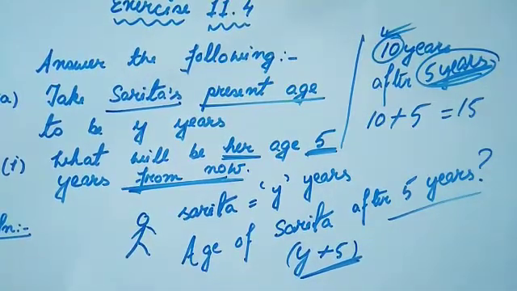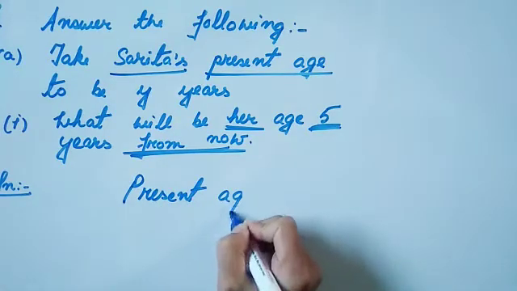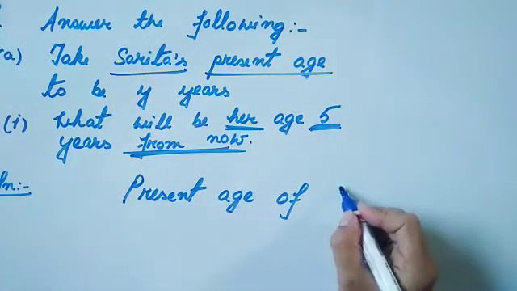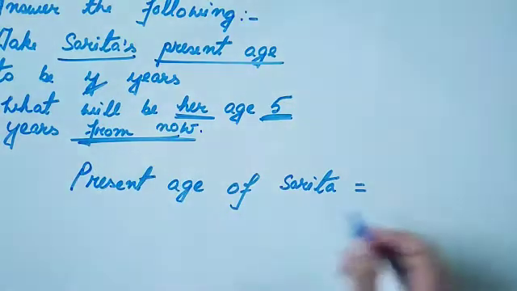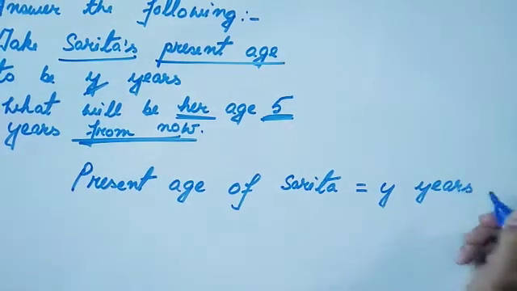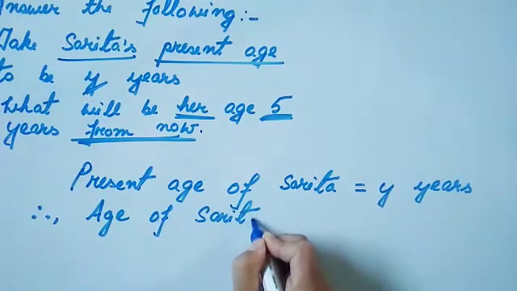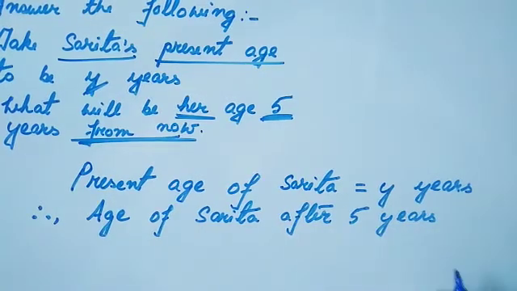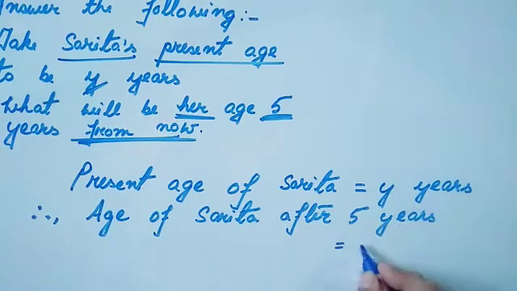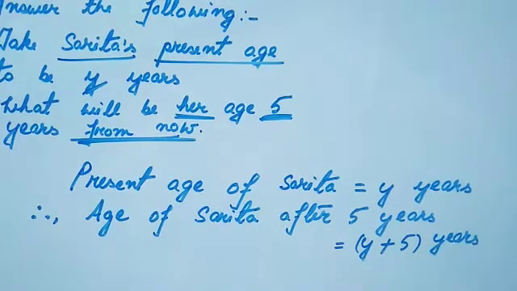Okay, student, let's write the answer. Our first step will be present age of Sarita equals to, and what is the present age of Sarita? Yes, Y years. Then therefore, age of Sarita after 5 years. Her present age is Y, so Y plus, and after how many years? 5 years. So 5 will be added. So our final answer will be, age of Sarita after 5 years will be Y plus 5 years.